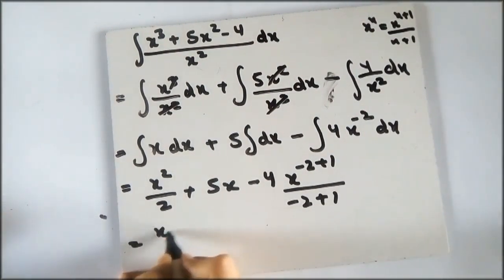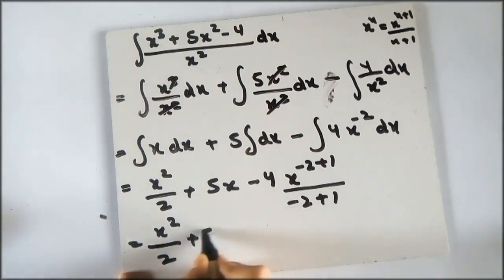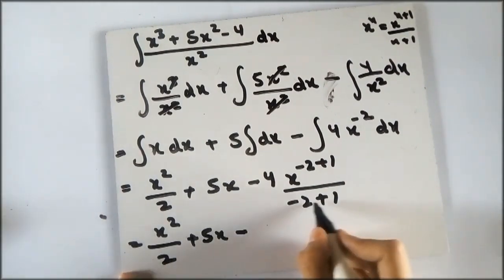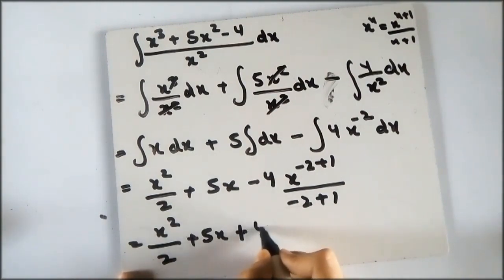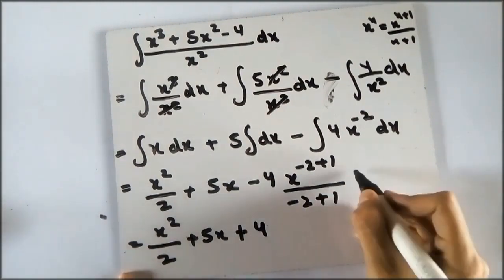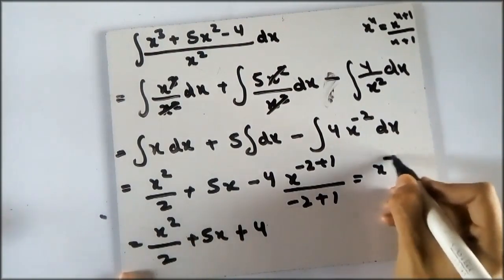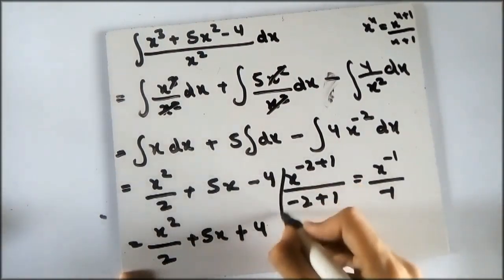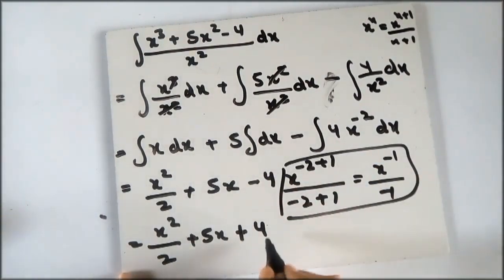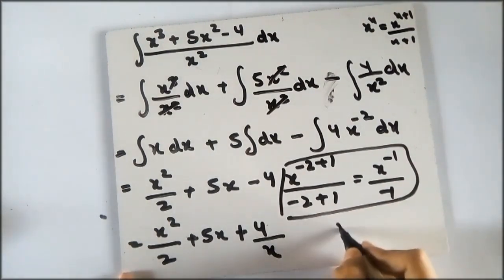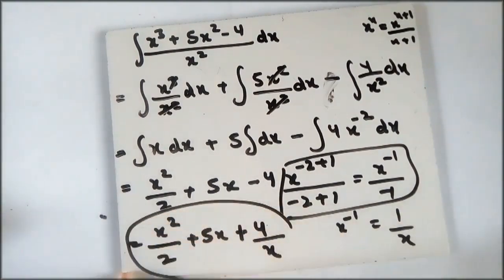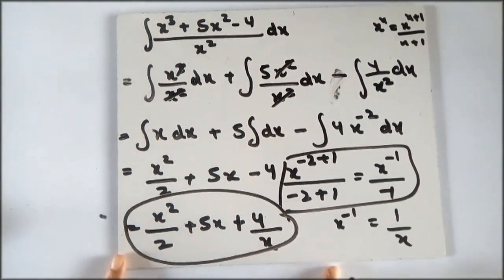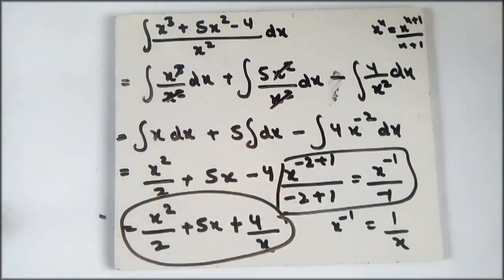Now x squared by 2 plus 5x minus, in here it will become minus 1, which will make it plus 4, and x raised to the power minus 1 divided by minus 1, this term. Now it will be x upon x. It will be the denominator, which is x to the power minus 1 is equal to 1 upon x. So this is the answer of this question, and this is how you solve questions like this on integration.